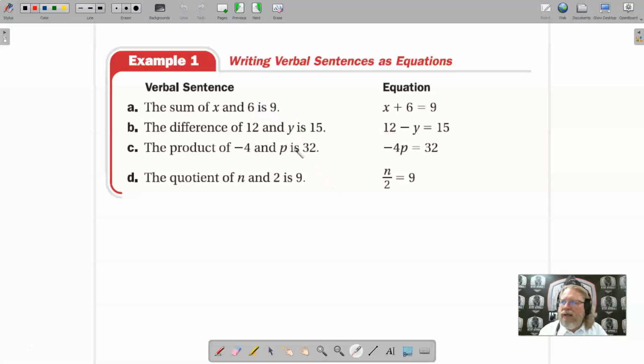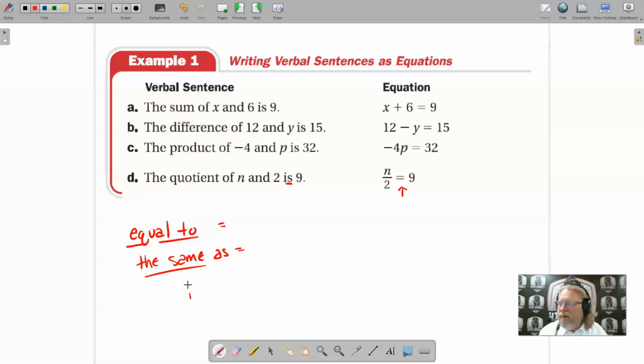If you've noticed that the word is now here as well, that's a good indicator that is must mean equal sign. So the word is we represent mathematically as an equal sign, and other things might be equal to. We could say the product of negative 4 and p is equal to 32. The same as would be another possibility. We could say the sum of x and 6 is the same as 9. So these are all phrases that represent equal signs here.